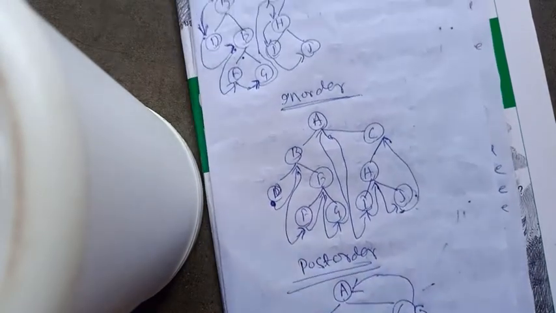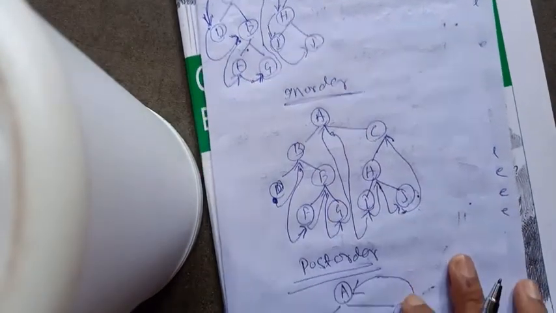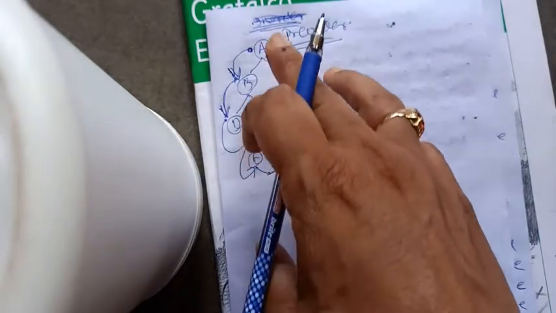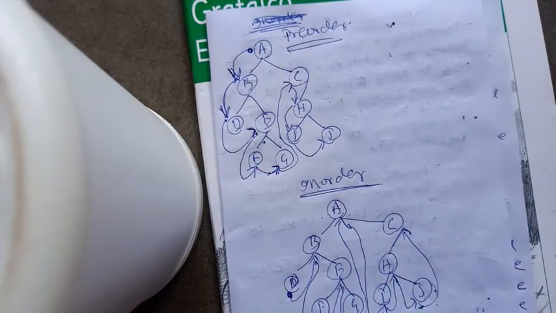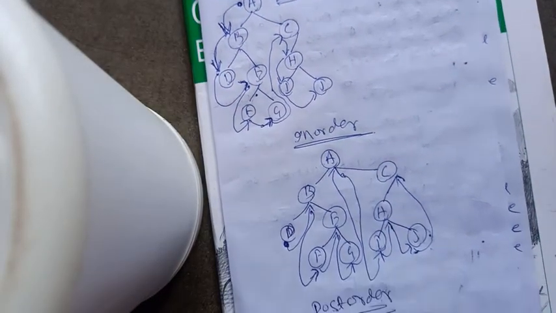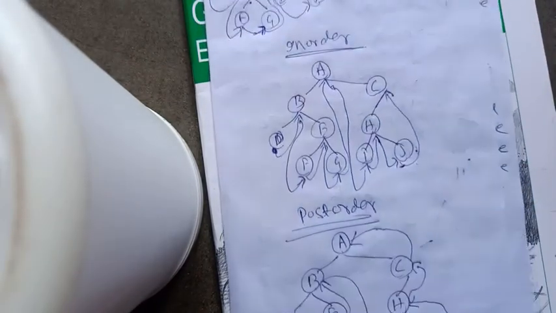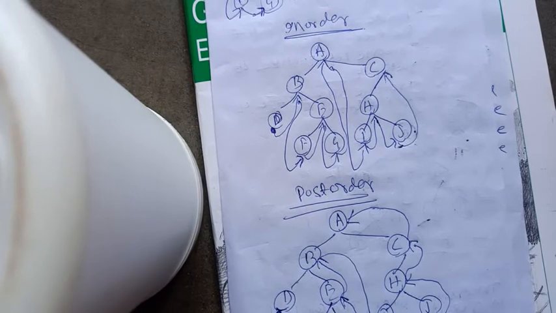Okay, so these are just diagrammatic representations of what the starting point is and what the end point is of reaching the nodes if we perform these different algorithms: pre-order, in-order, and post-order. Okay guys, so these are the tree traversal methods. In our next video we will discuss the algorithms.